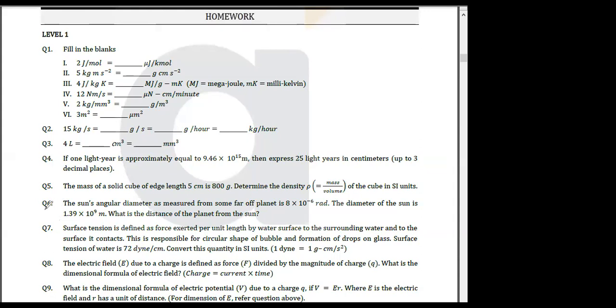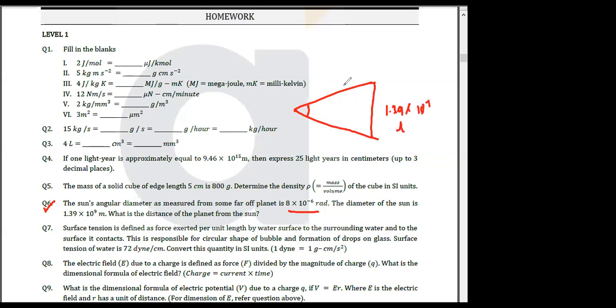Question number 6. The sun's angular diameter as measured from some far off planet is given in radians. So think about it. Angular diameter. What is the meaning of angular diameter? It is basically the angle. Suppose this is the diameter, the angle subtended is your angular diameter. Got it? Neha, tell me, are you having difficulty? So this diameter is given as 1.39 into 10 to the power 9.